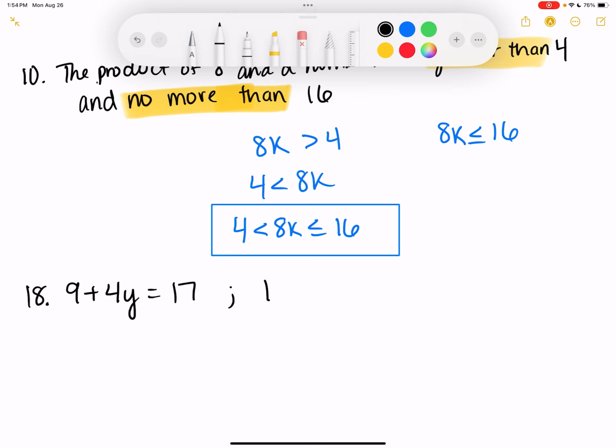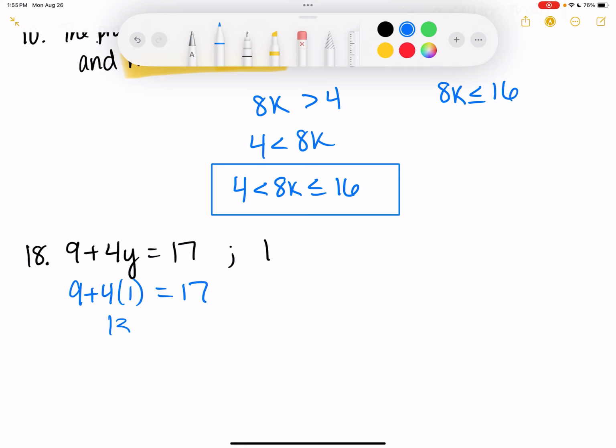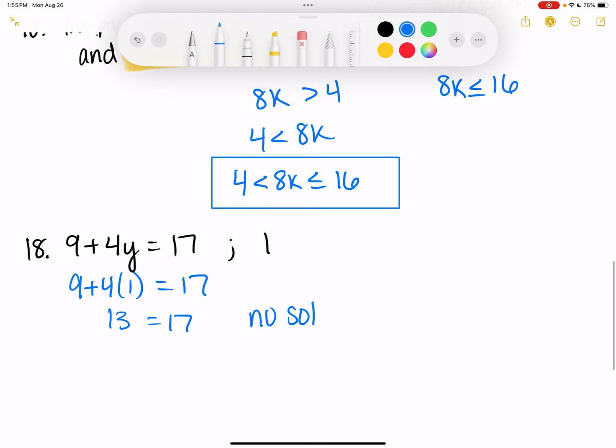They write it just like this. Some books will write y equals 1 and you'll plug it in, but they're just wanting us to plug in the number after the semicolon. So I plug it in. I get 9 plus 4 times 1 equals 17. So then that's going to be 13 equals 17, and I think that's pretty clear that that's not true. So we write no solution. You can write the whole word out if you want, but I'm looking for the work and the final answer that you say that there is or is not a solution.